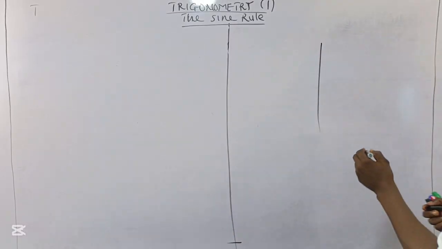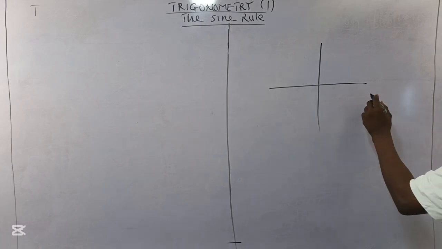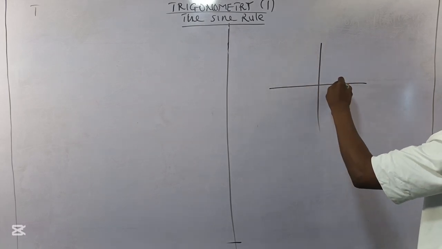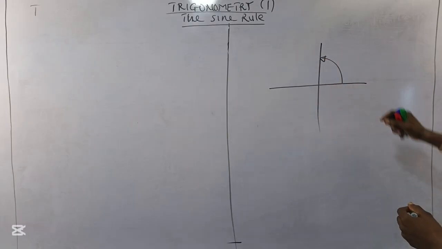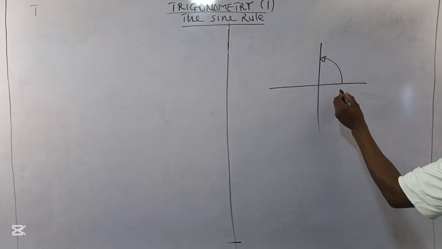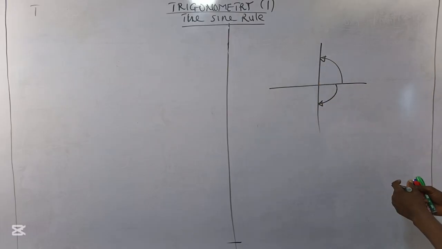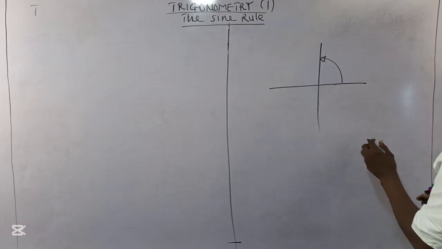So talking about the quadrants, if we are focusing on positive angles, we must move in the anti-clockwise direction. If it is coming this way, then you know that we are treating negative angles. So we are focusing on positive angles for now.